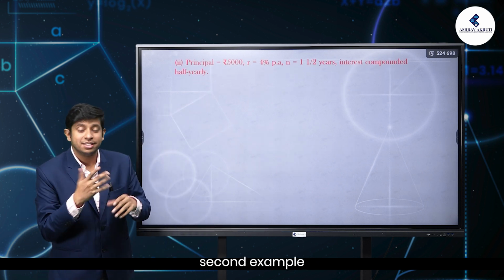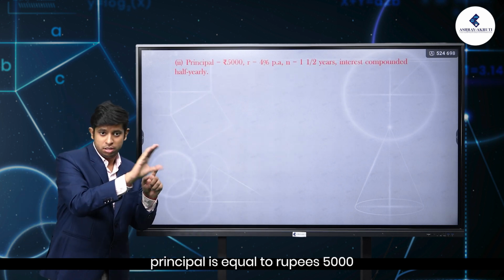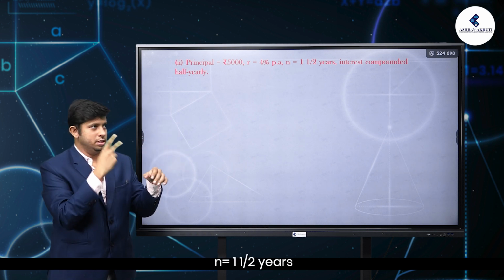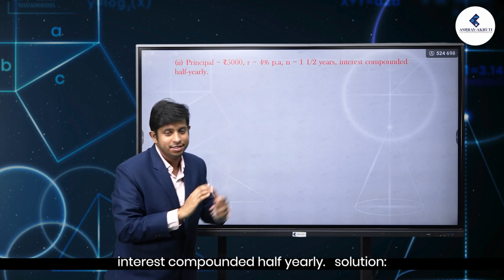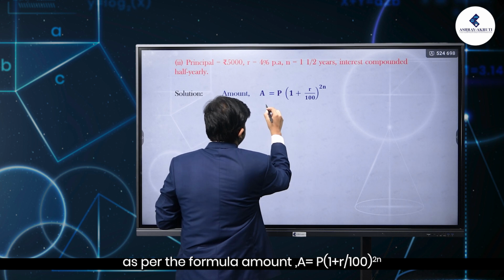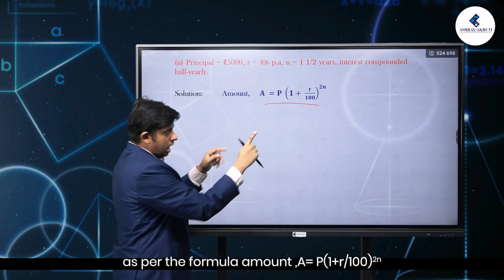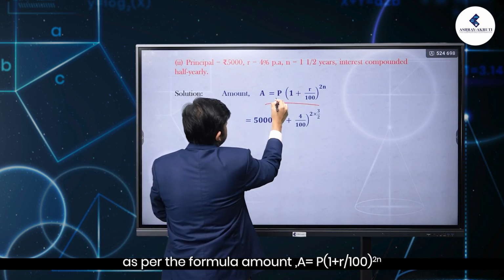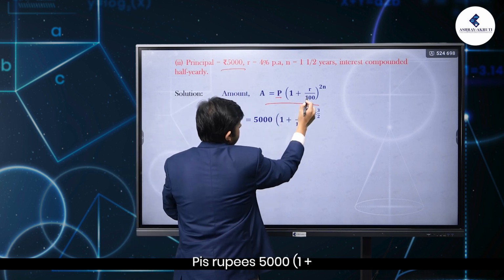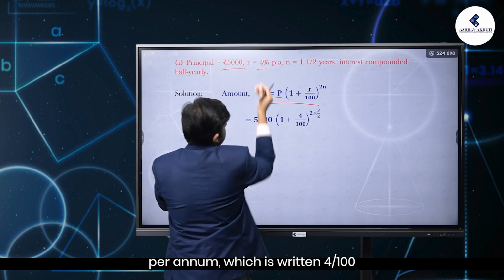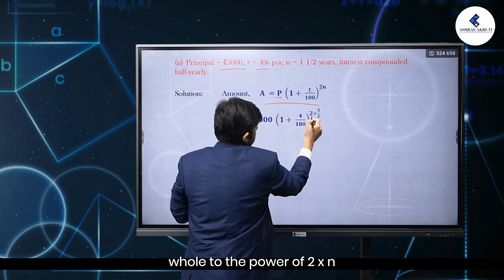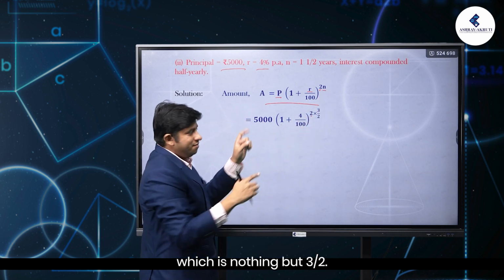Second example. Principal is equal to rupees 5,000, R is equal to 4% per annum, N is equal to 1.5 years, interest compounded half yearly. Solution. As per the formula, amount A is equal to P of 1 plus R by 200 whole to the power of 2N. Substituting the values, P is rupees 5,000 of 1 plus R is 4% per annum, which is written 4 by 100, whole to the power of 2 into N, where N is 1.5 years, which is nothing but 3 by 2.